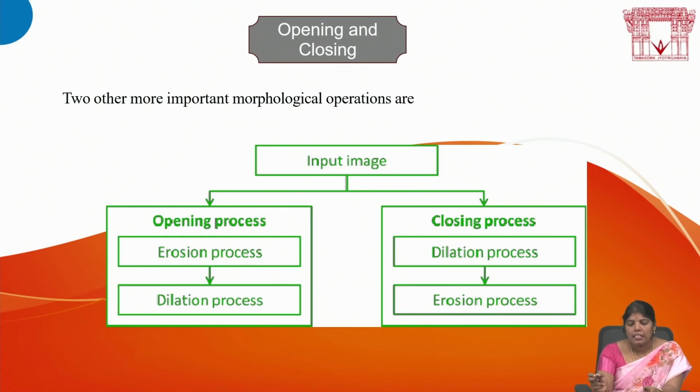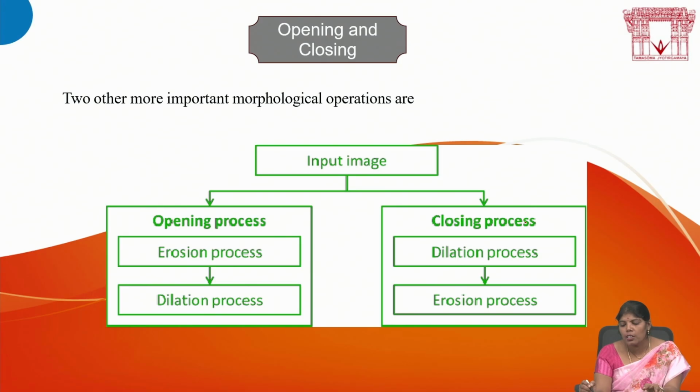Now, what are the two other important morphological operations? A single dilation cannot remove the noise, and even a single erosion cannot remove the entire noise. So we take the combination of both dilation and erosion to remove the noise as well as to increase the pixels of the information. For that, we use a combination of these two operations on the image: the opening process and the closing process. If you apply the opening operation on the input image, first you apply the erosion process, then apply the dilation process.